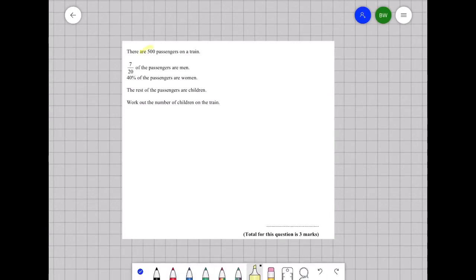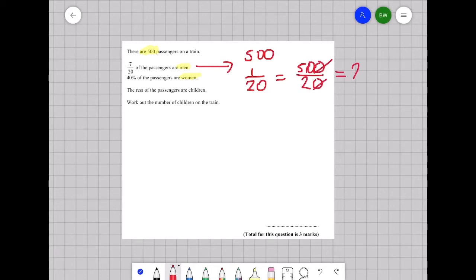So again, 500 in total, 7/20ths are men, 40% are women, and the remainder are children. So if we start with 500, I want 1/20th first, so that's going to be 500 divided by 20, okay, which is 50 divided by 2, which is 25. But again, I want 7/20ths, so I'm going to times by 7, so 25 times 7 is 175. So there are 175 men.